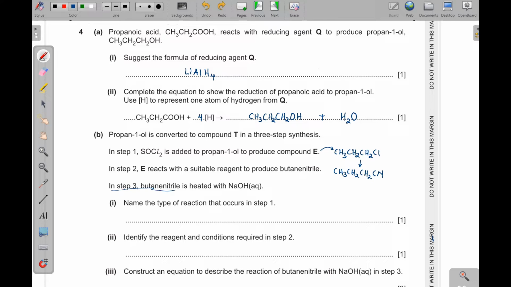Then in step 3, butanenitrile is heated with aqueous sodium hydroxide. This is alkaline hydrolysis. First of all, you will form a carboxylic acid. Then it will react with the sodium hydroxide, because the other one is an acid and this one is a base, an alkali. So they are going to react and then we get a salt.